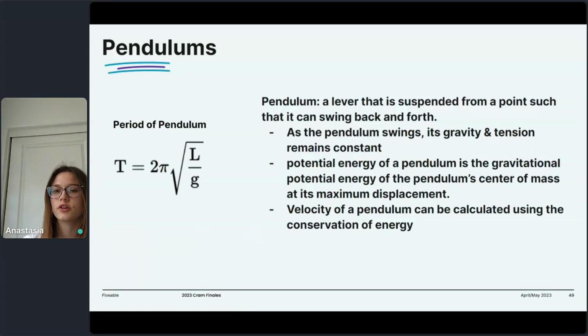The potential energy of a pendulum is the gravitational potential energy of the pendulum's center of mass at its max displacement. The velocity of a pendulum can be calculated using the conservation of energy. Next slide, please.